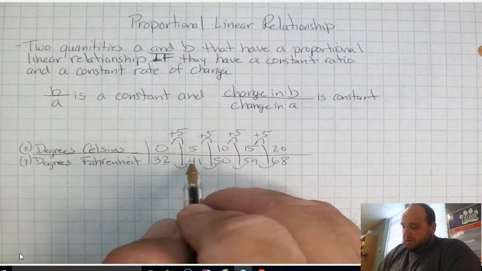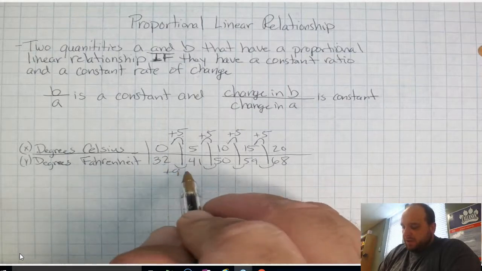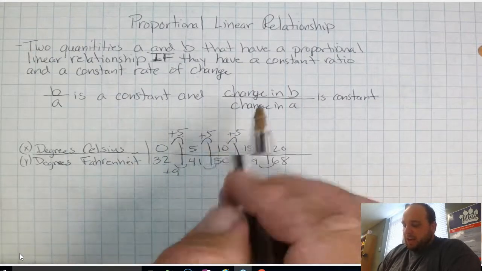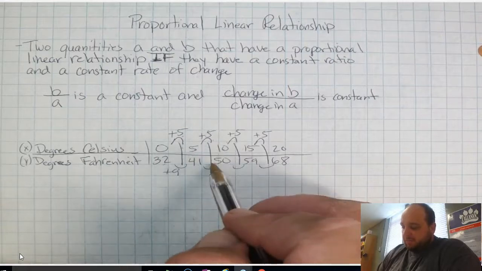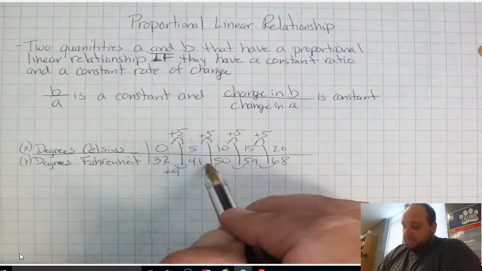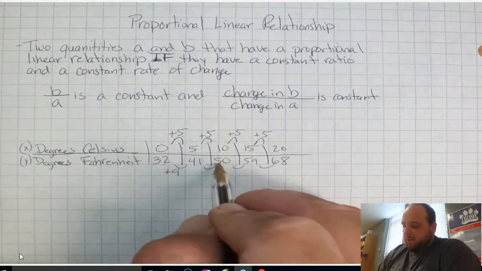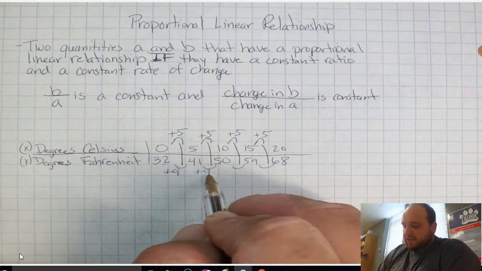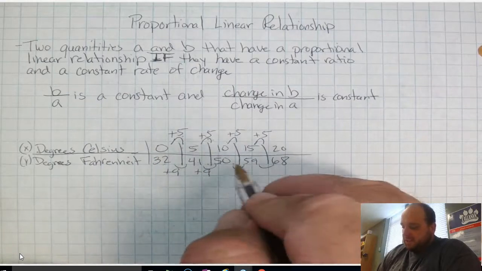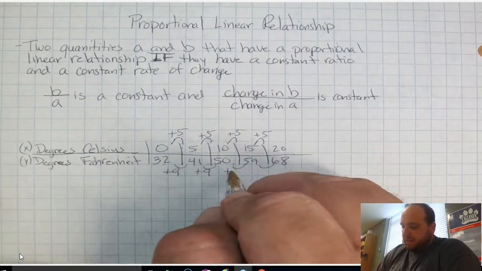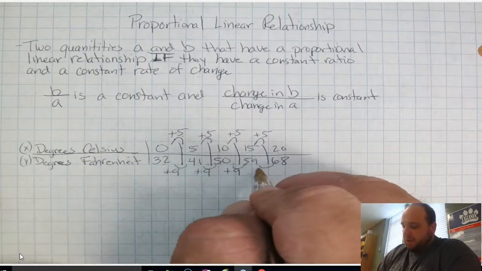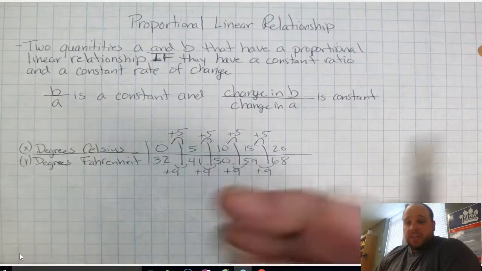So from 32 to 41, that went up 9 degrees. In order to be a constant rate of change and a linear relationship, this has to be 9 also. From 41 to 50 is 9, so yes, it fits. Does this one go up by 9? Yes, it does. And does the last one go up by 9? Yes, it does. So the table checks out.